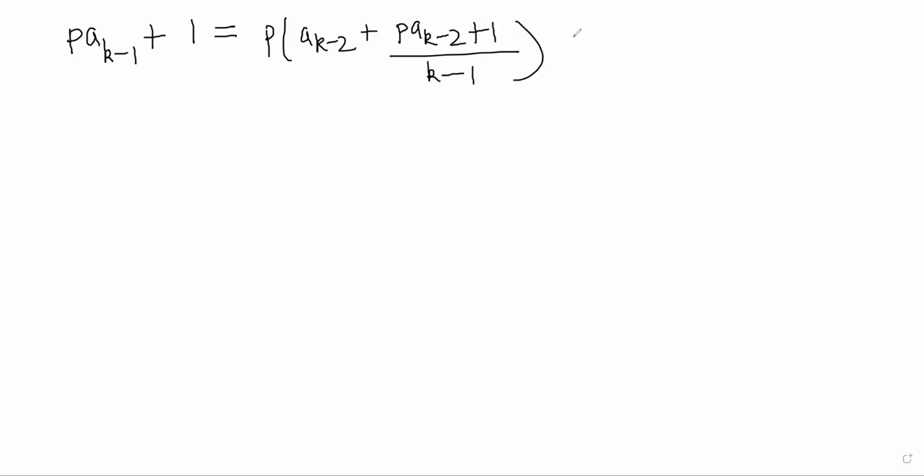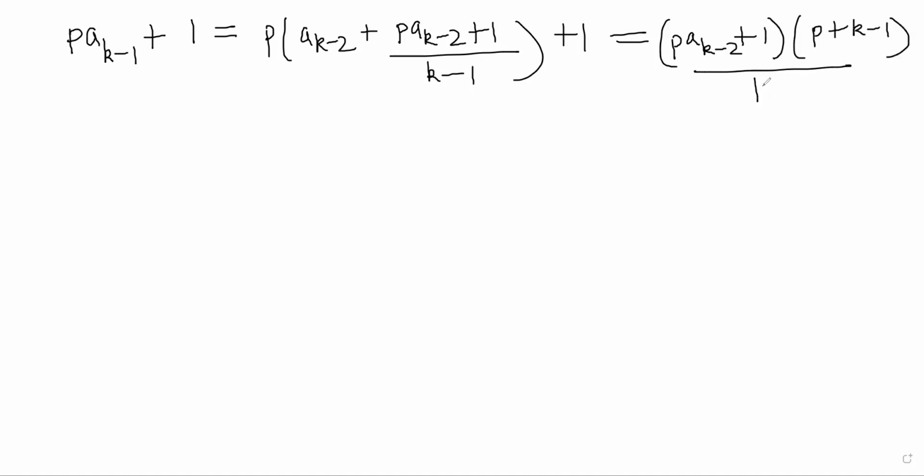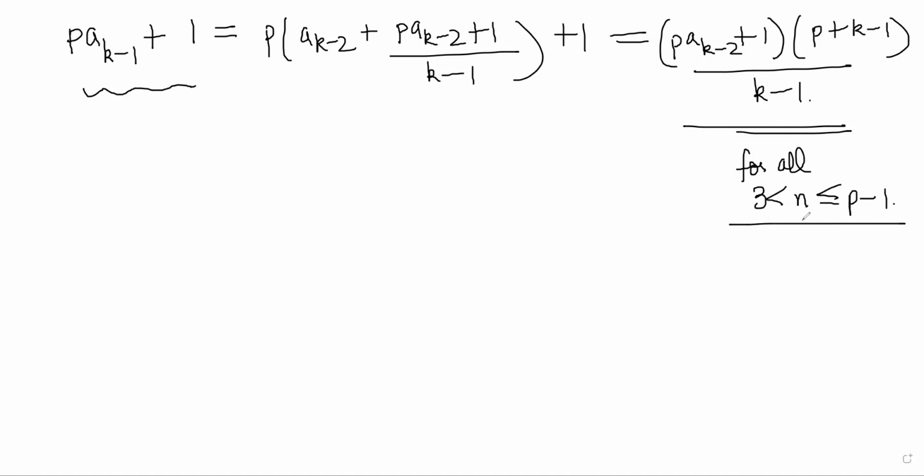We are getting p a k minus 1 plus 1 is equal to, if you simplify this, p a k minus 2 plus p a k minus 2 plus 1 by k minus 1 plus 1. This becomes equal to p a k minus 2 plus 1 multiplied by p plus k minus 1 by k minus 1. So this is coming for all 3 is less than n is less than equal to p minus 1, right?